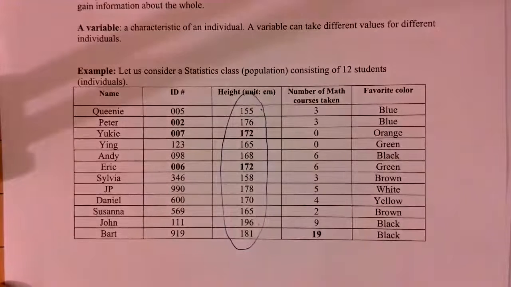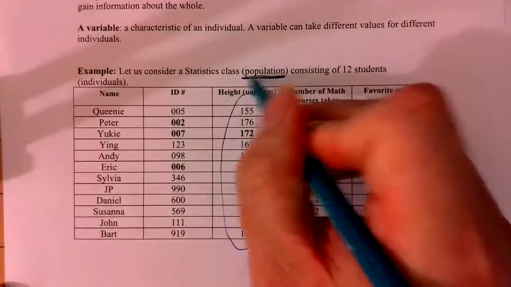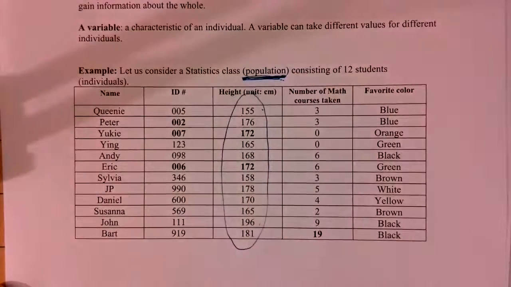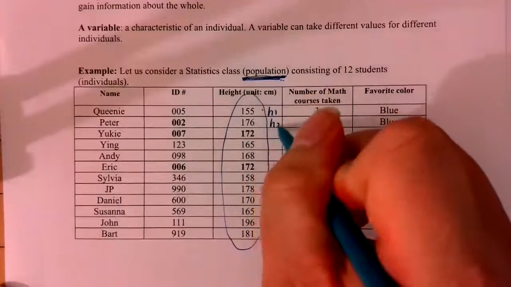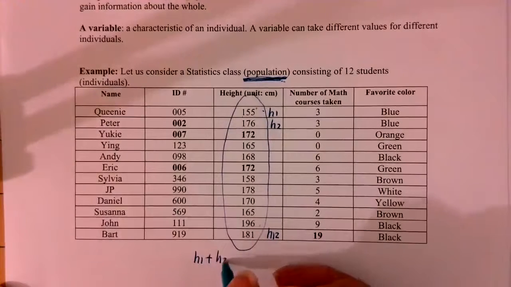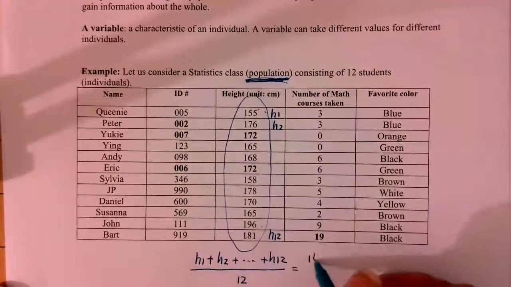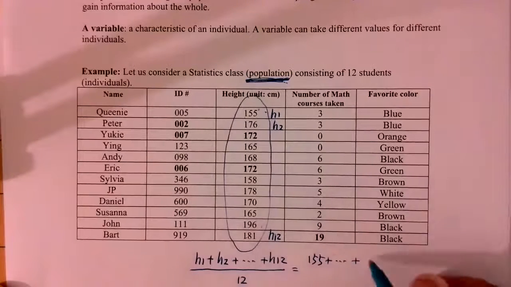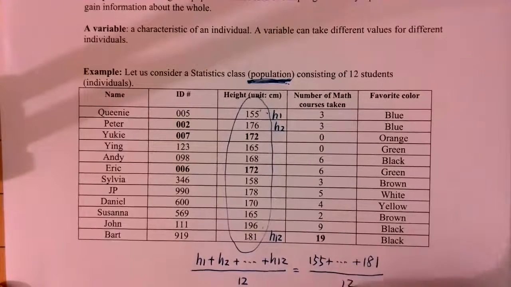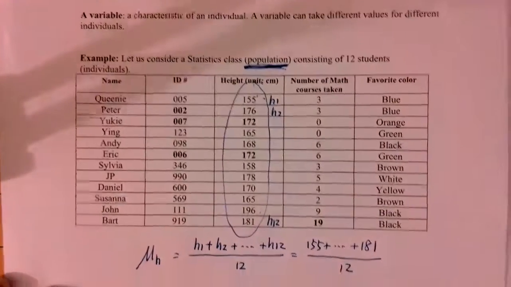Tell me, these numbers represent a population or represent a sample? Anybody know? It represents what? A population. If you don't know it represents a population, that means you did not read the notes last time. Okay, so this is H1, this is H2, this is up to H12. I want to add up these 12 numbers, okay? H1 plus H2 plus all the way up to H12 divided by 12. Or you say this is 155 centimeter, you add all the way up to 181 centimeter, then you divide by 12. Because the given list represents a population, we use mu h. Okay, that's the population mean.